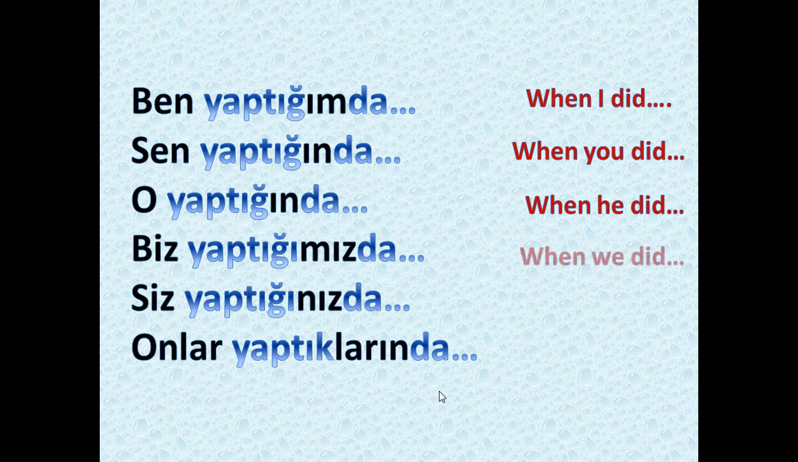Now here we are with some other examples. In these examples, I have included all the subject pronouns and the conjugation suffix related to each of them. Let's see how they are going to mean. Ben yaptığımda means when I did. Sen yaptığında means when you did. O yaptığında means when he did. Biz yaptığımızda, when we did. Siz yaptığınızda, when you did. Onlar yaptıklarında, when they did. Okay, I have translated to past tense. Actually, it doesn't matter. It can mean the same for present, like when I do or whenever I do. And the list goes on.